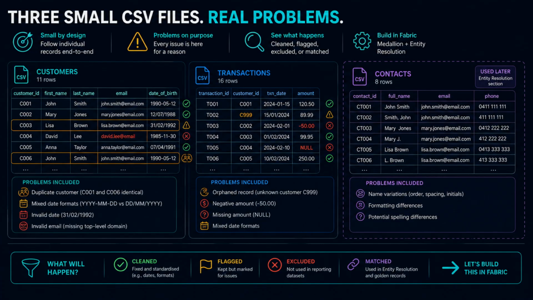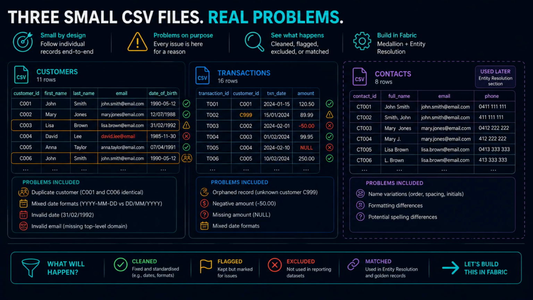And I've deliberately introduced several problems into the data. One customer appears twice with identical details, so we have a straightforward duplicate. Dates appear in two different formats in the same column. Some use year, month, day. Others use the Australian day, month, year format. And one date is completely invalid. There's also a broken email address.